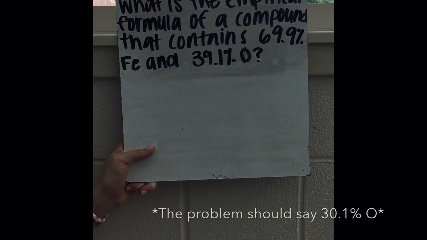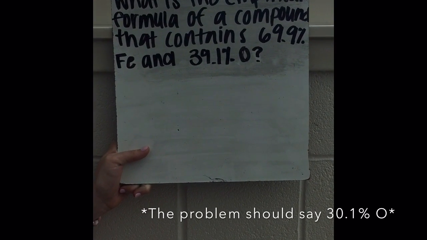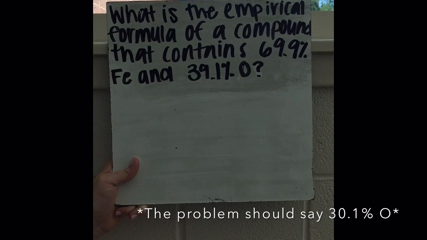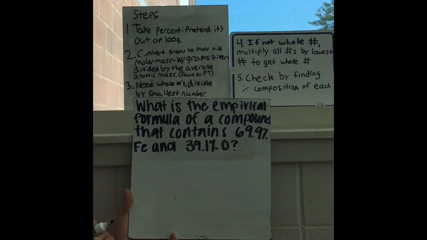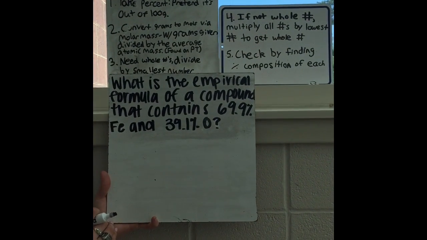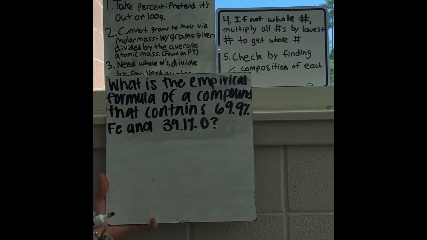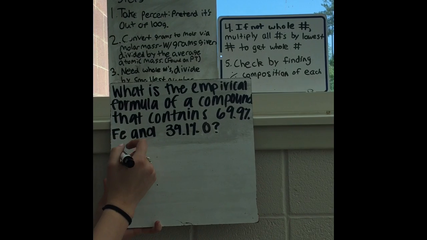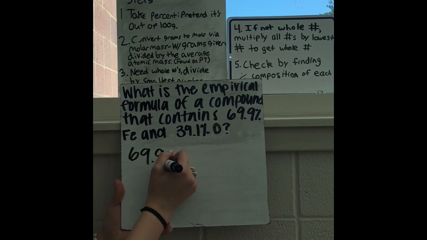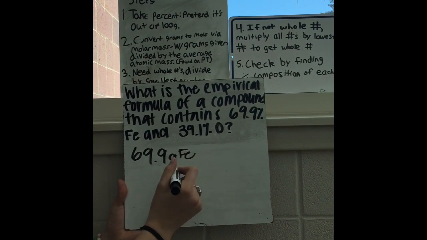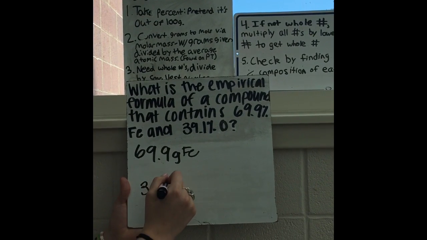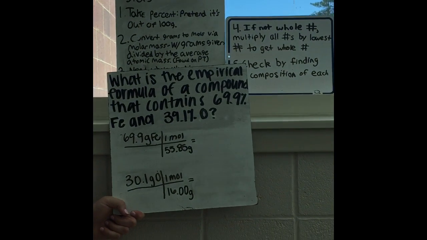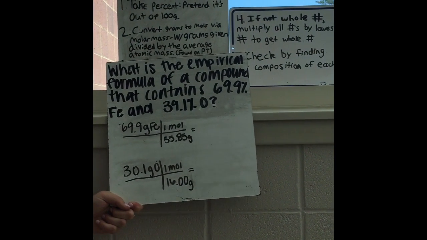This is example problem number 1. What is the empirical formula of a compound that contains 69.9% iron and 39.1% oxygen? To complete this problem, you want to use the steps that we talked about earlier. The first step is to use the percents given and change them into grams. So it would be 69.9 grams of iron and 39.1 grams of oxygen.